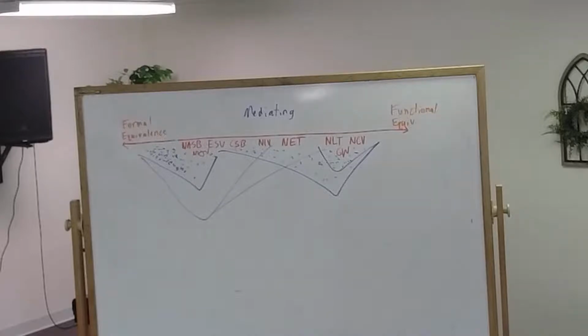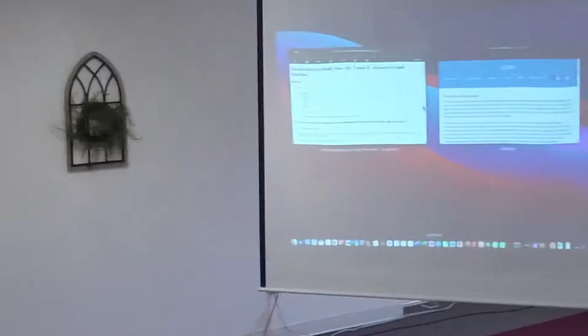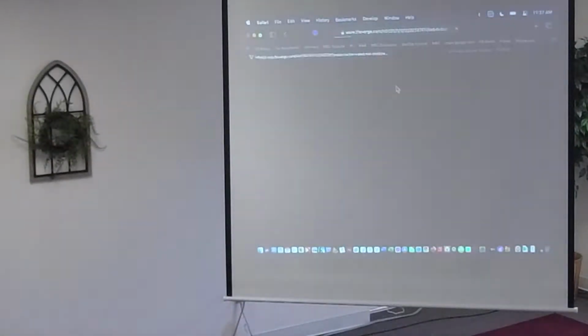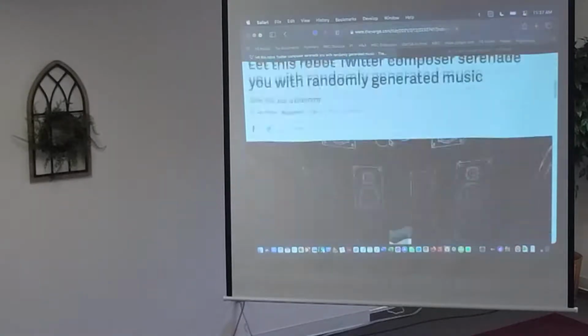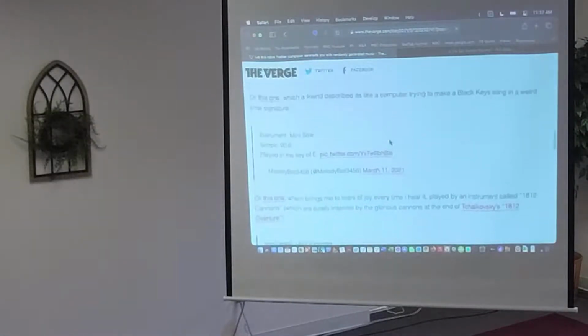This is a robot Twitter composer. Let this robot Twitter composer serenade you with randomly generated music. Okay, you ready for this? This is pretty awesome.